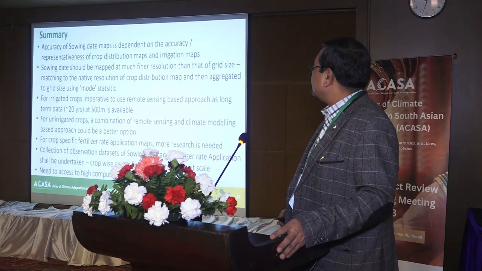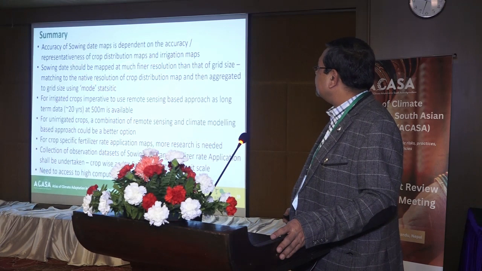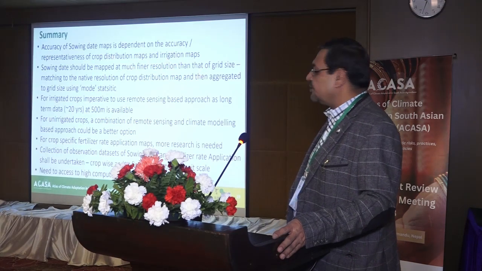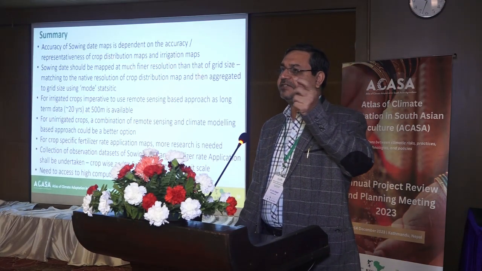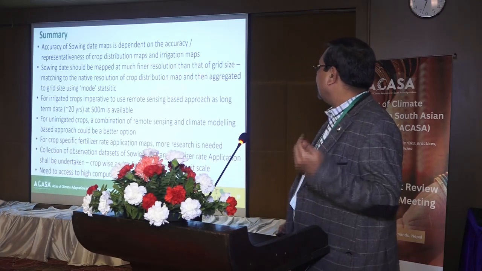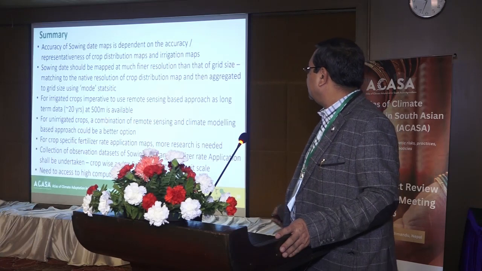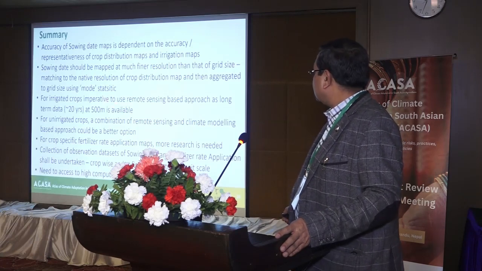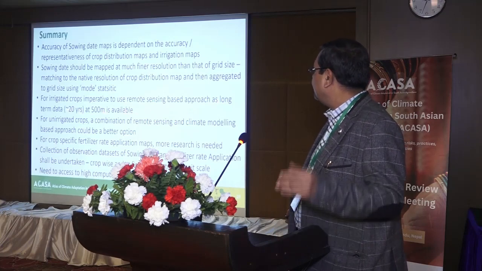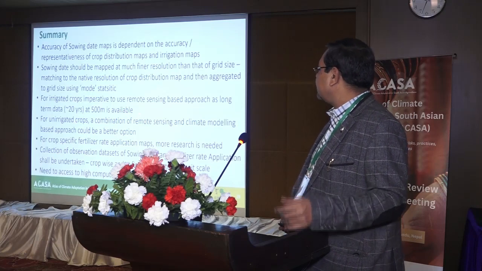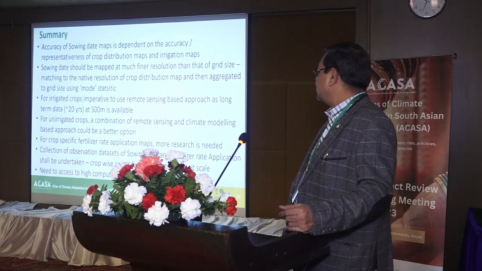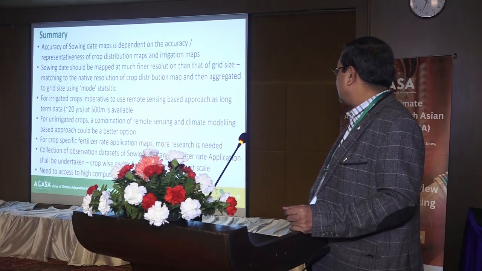So my summary is that the accuracy of the sowing date map depends on the accuracy and representativeness of the crop distribution and irrigation map. Sowing date should be mapped at a much finer resolution than the grid size. If we are talking of a 5 kilometer grid size, our sowing date should be mapped at something like 100 to 50 meters and then aggregated to 5 kilometers using a mode kind of approach. For irrigated crops, it is imperative to use a remote sensing based approach because we have more than 20 years of data at 500 meter or better resolution. For unirrigated crops, we can use a combination of remote sensing or a climate modeling based approach. For crop specific fertilizer rate application maps, more research is needed.